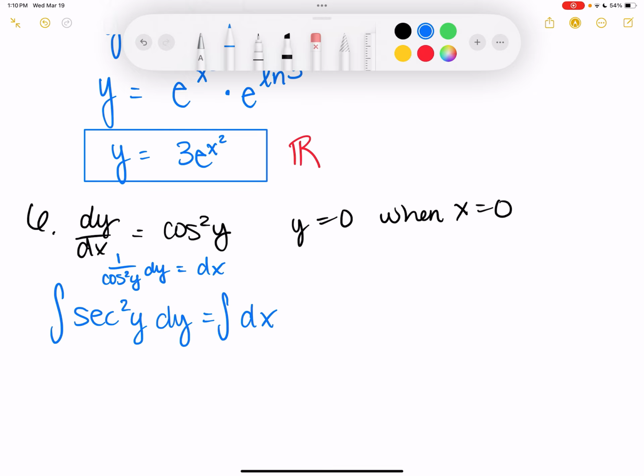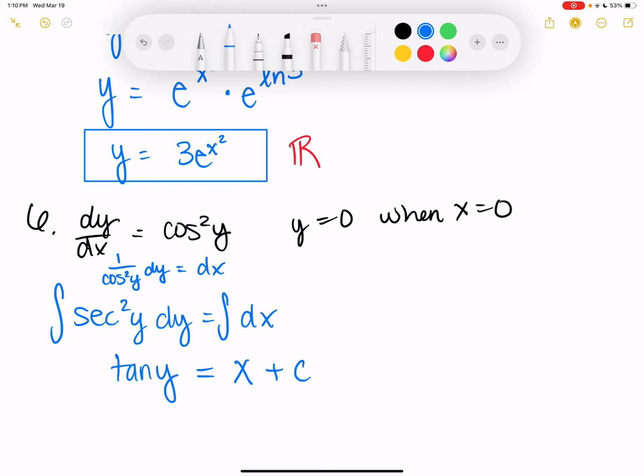Okay, let's see if I can not give it away this time. What's the antiderivative of secant squared? Tangent. So we went from cosine to secant to tangent. And antiderivative of dx? The antiderivative of 1 is x, plus c.